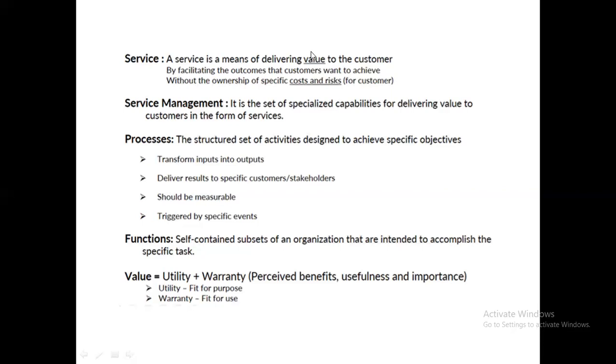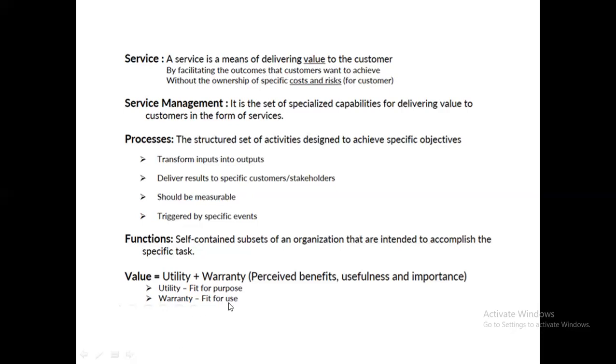Now, what is value here? If I talk about value, it is actually utility plus warranty. There are two concepts in value: utility and warranty. Now, let me explain the same concept here. When I say utility and warranty, then utility is fit for purpose, which means I should be able to use that cab to reach from point A to point B.